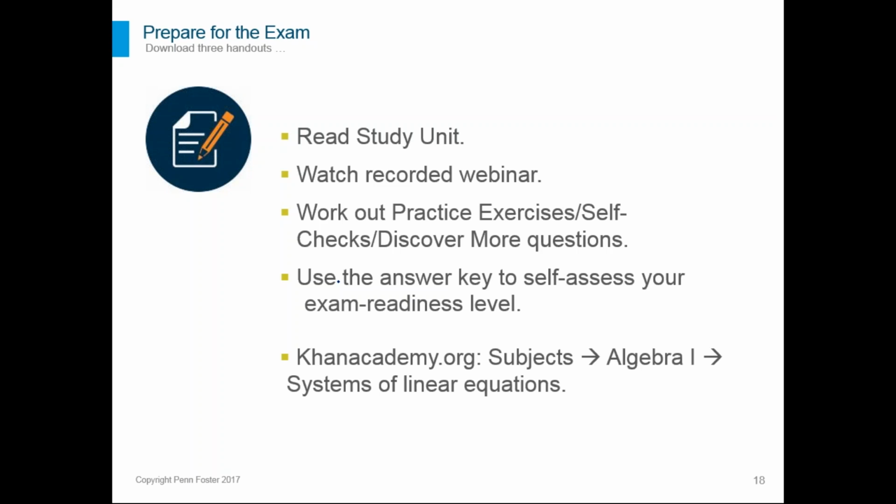Do the examples given in the unit. Watch the recorded webinar once or twice as much as you need. Do the practice questions yourself. You need to keep a notebook.